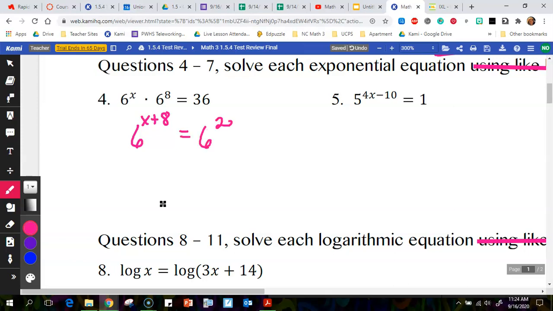So then I can set this up because the bases are the same. x plus 8 equals 2. So x would equal negative 6. And if you put that in Desmos, you should get the same thing that I got.